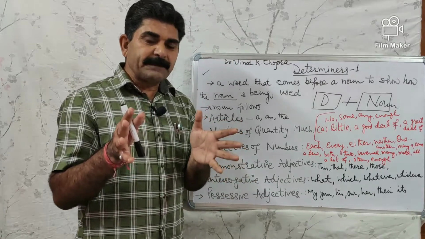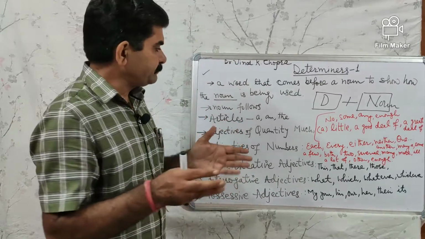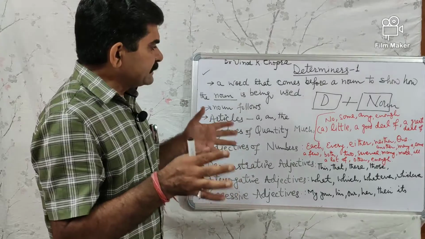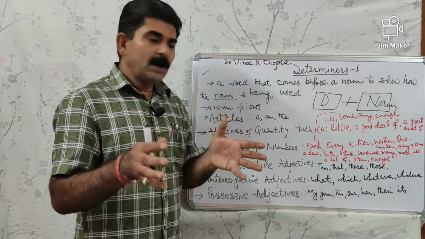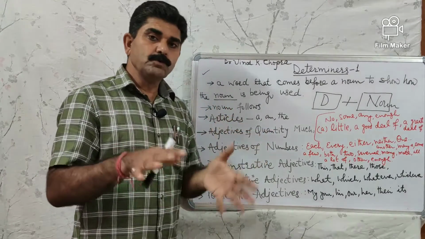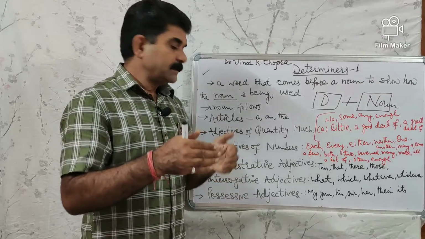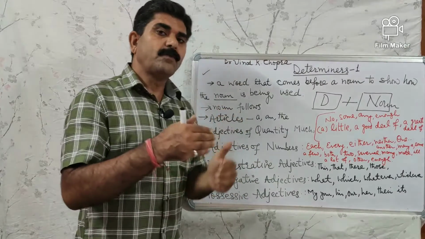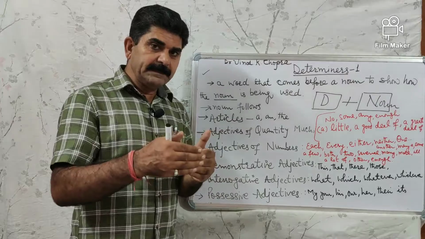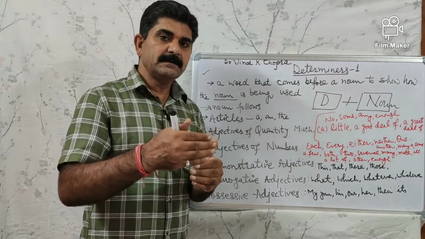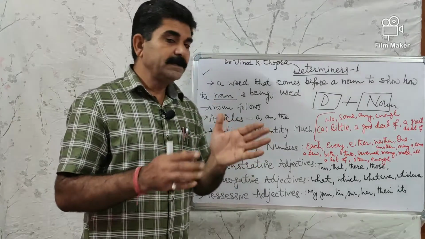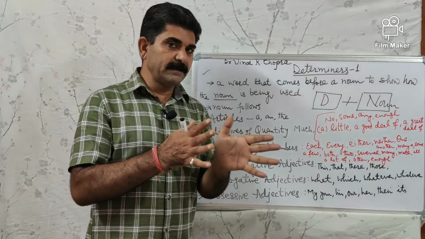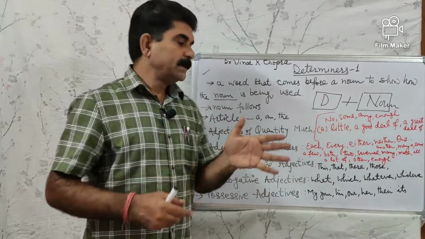Determiners are expressions that tell us how a noun is used. It means a noun follows. A determiner gives a signal, it sends a signal that the word coming next is a noun.